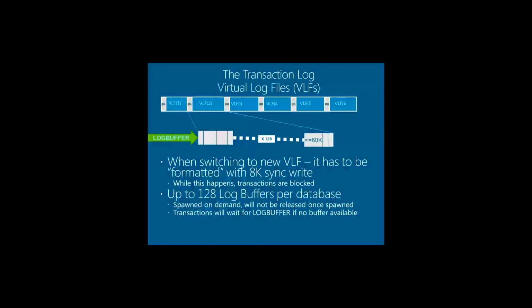When you're switching to a new VLF, we have to format the 8K header for each virtual log file, and that's a synchronous write, so that's going to cause a pause. So for that reason, and for a number of other reasons, you really don't want to have more VLFs than you have to. There's processing that happens at database startup time, which has to scan all the VLFs in the log file. So the more VLFs you have, the longer it's going to take to bring your database online at the beginning. We have to look through the log to make sure that there are no incomplete transactions that need to be rolled back before we let you see the data, to make sure that it's in a consistent state.